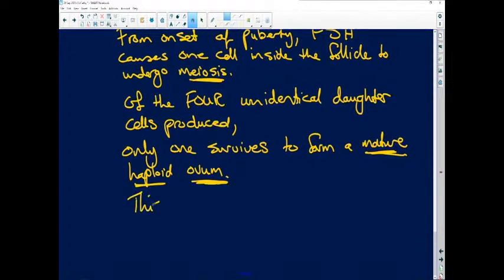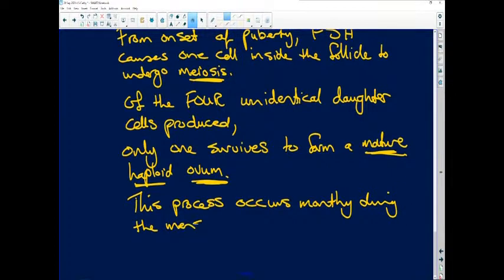This process occurs monthly during the menstrual cycle until menopause. And menopause is when everything stops. You stop producing ova. Okay, make sure you know that, guys and girls. Rewind, write it down, learn it. It is important.